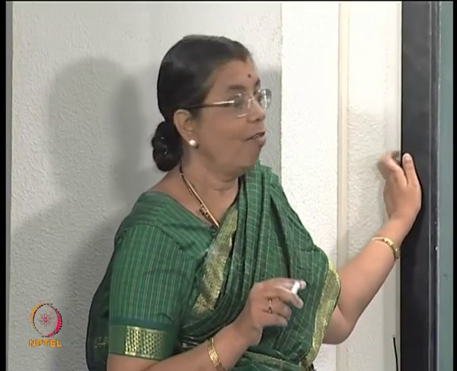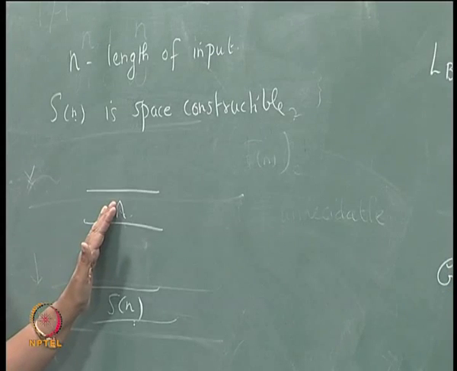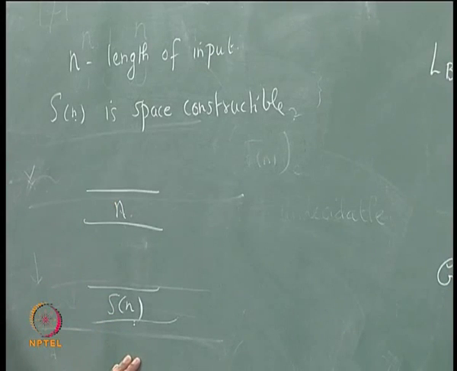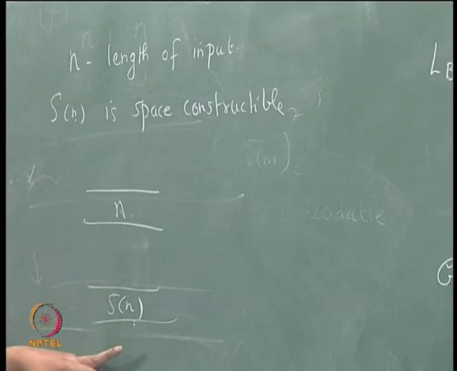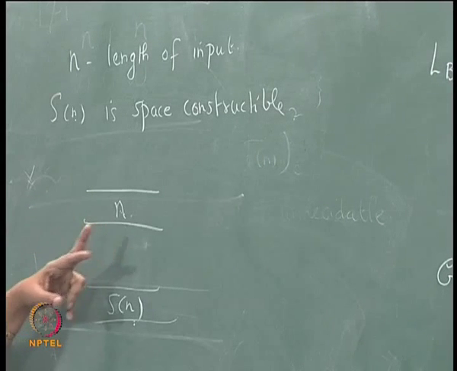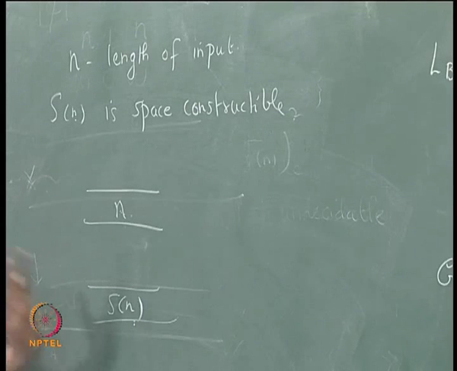What we mean by fully space constructible is that for every input of length n it should use S(n) cells in a tape. For at least one input of length n, if it uses S(n) cells, it is space constructible. For every input of length n, if it uses S(n) cells, it is called fully space constructible.